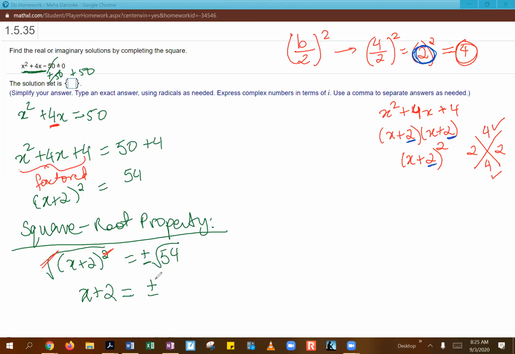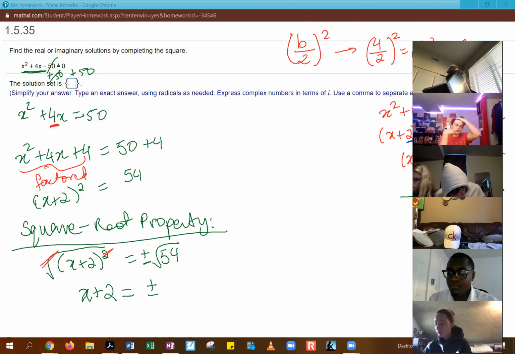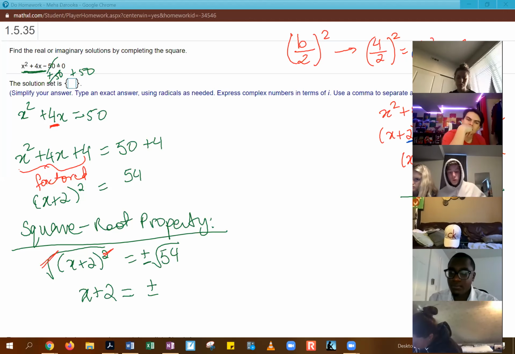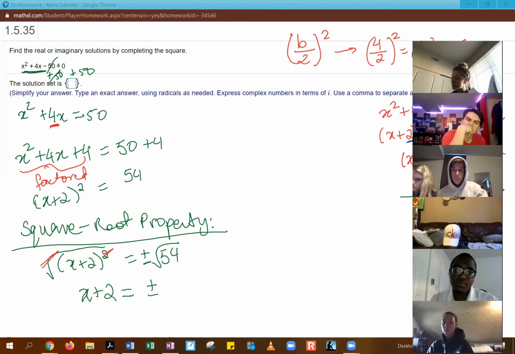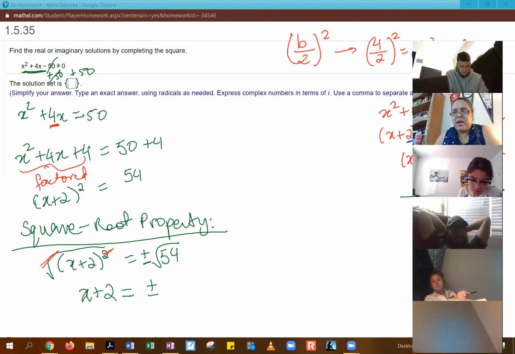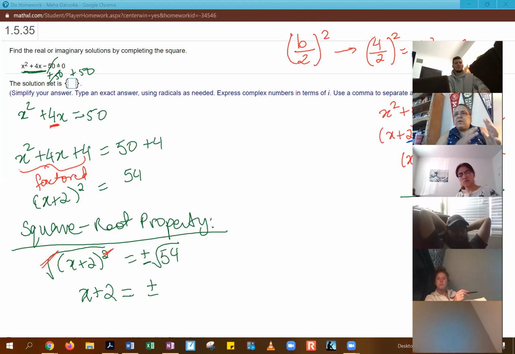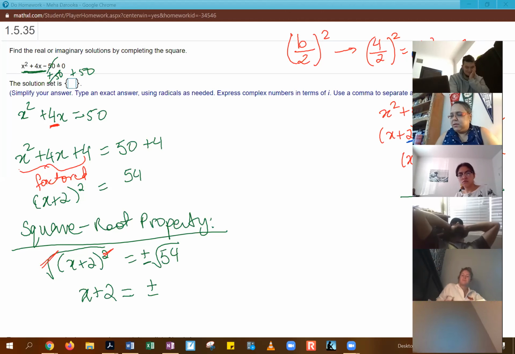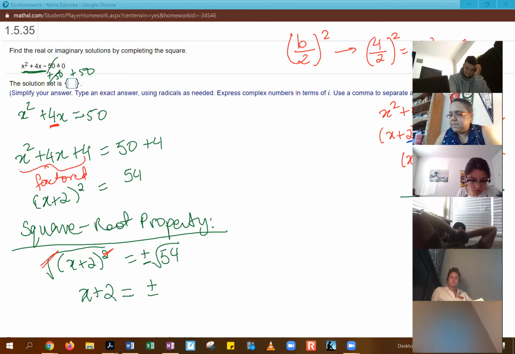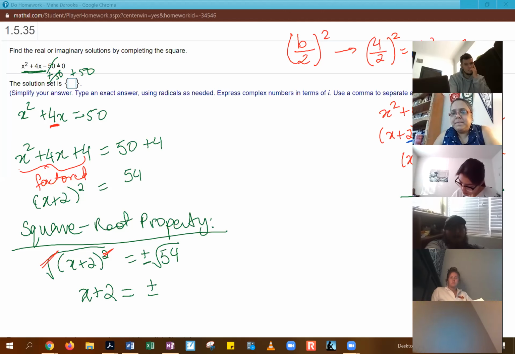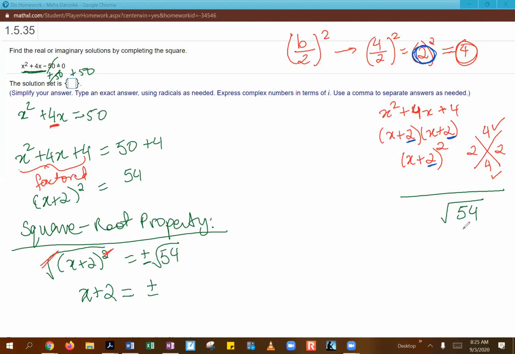And then let's see, how can we simplify that square root of 54? What can we do? Because 54 itself is not a perfect square number, right? So what can we bring outside from the 54? Wouldn't it be 3 times the square root of 6? 3 times the square root of 6. All right, let's take a look at that.